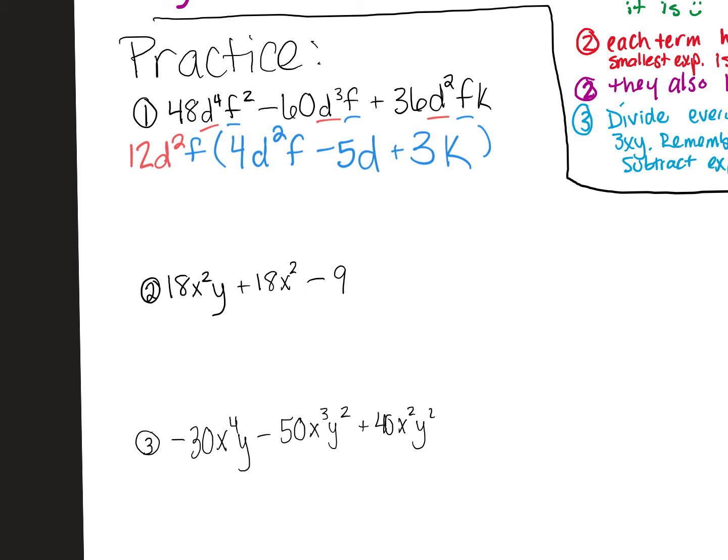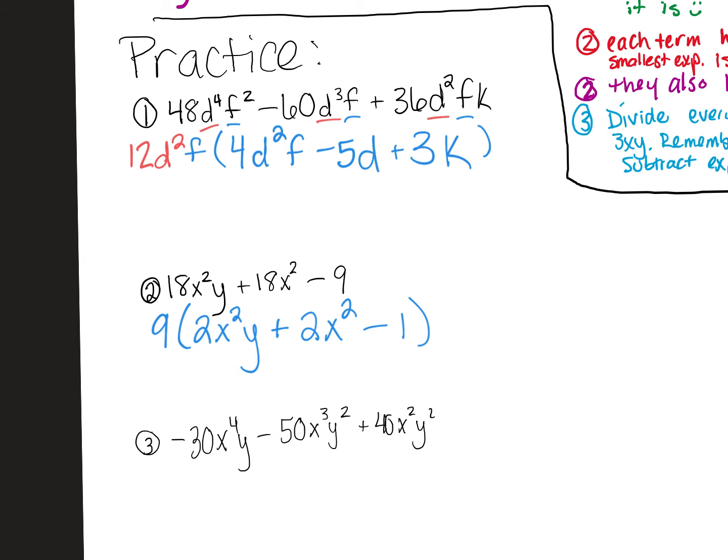Alright, moving on to number 2. 18 and 9 are all divisible by 9. Since there are no variables with this 9, we can't take any out, so we're just dividing everything by 9. So 18 divided by 9 is 2, and since we're not taking out any variables, we just leave those the same. Again, 18 divided by 9 is 2, and 9 divided by 9 is 1. So you need to remember to put that 1 there because you're still dividing, it doesn't just disappear.